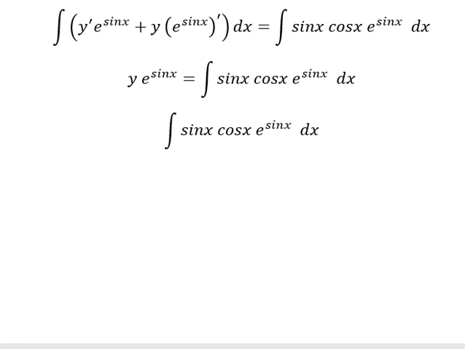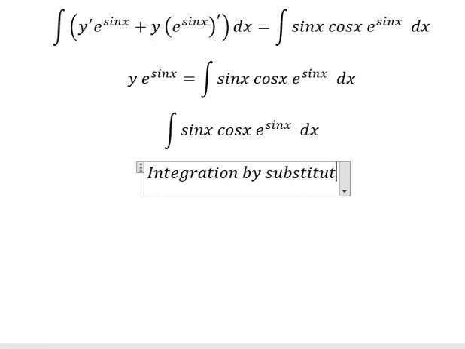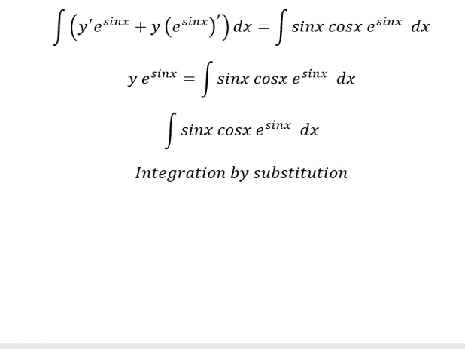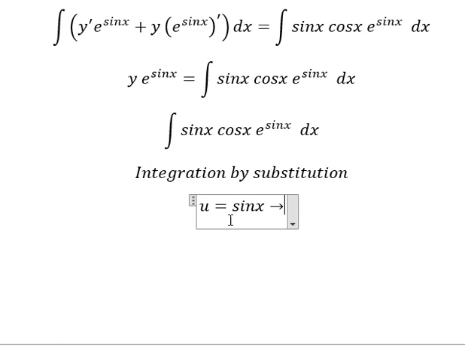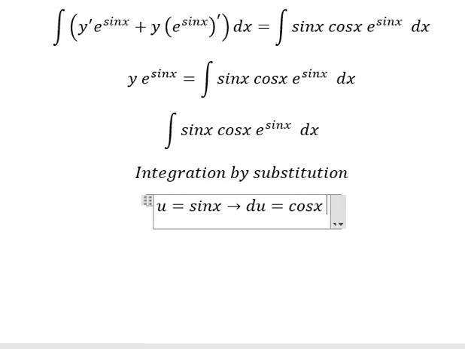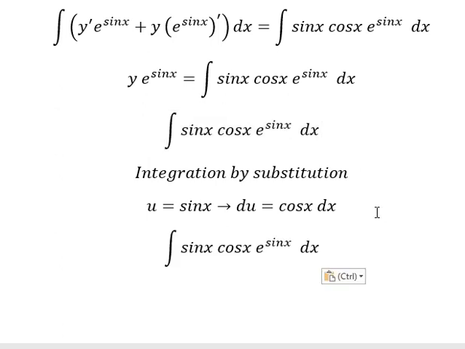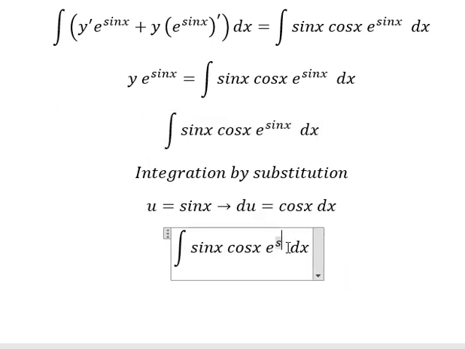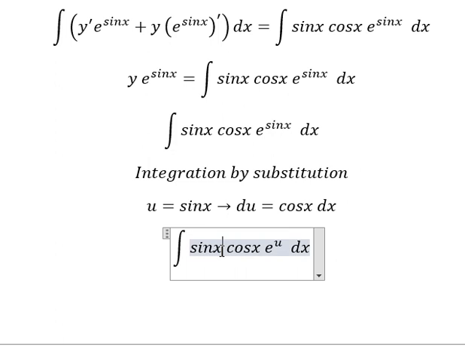So we can use integration by substitution. So I will put u equals sine s. After that, we need to do the first derivative for both sides, and we have cosine s ds. This one we change for u. Cosine s ds we change for du.